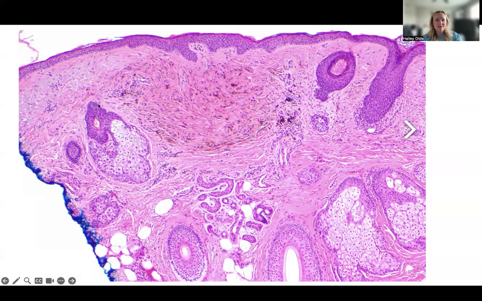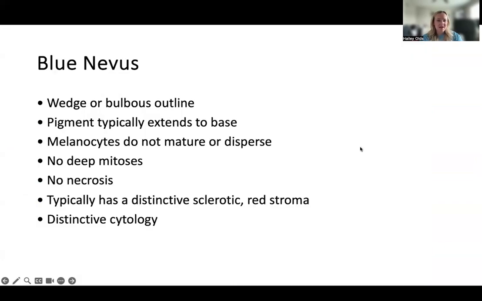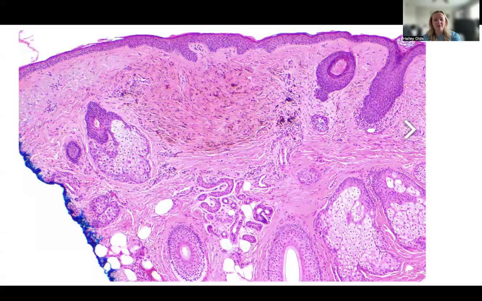Okay, this one. So our main action is here. So you can tell it's a well-defined lesion, and you have these spindly melanocytes. And this is probably on a scalp because there's a lot of hair follicles. So this is a blue nevus. So this has those kind of spindly melanocytes, and typically there's this sclerotic red stroma, which you can see here. Like the stroma here is more red than the stroma here. So that is seen in blue nevi too.